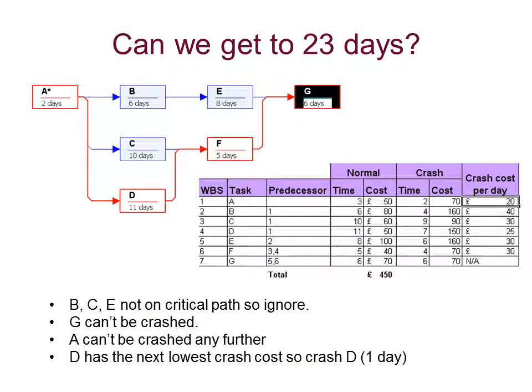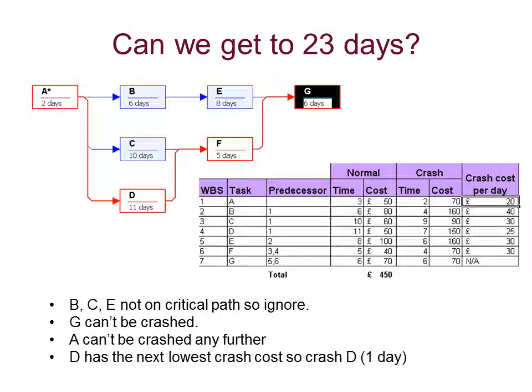Okay, so can we get down to 23 days? Well, the answer is yes, we can. Go through the same process again. B, C and D are still not critical. G can't be crashed. A can't be crashed any further. So we've taken 5 activities out of the equation so far. The next lowest crash cost of the activities which we can crash is activity D, which, if you look at it, can be crashed by quite a few days. We'll crash it by 1 day in the first instance and see what happens to the project when we've done that.